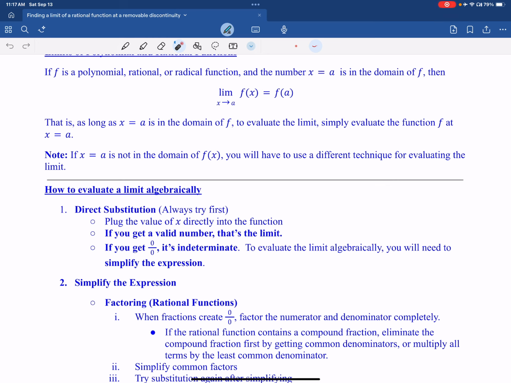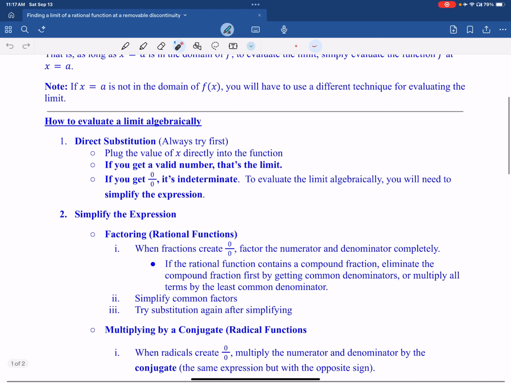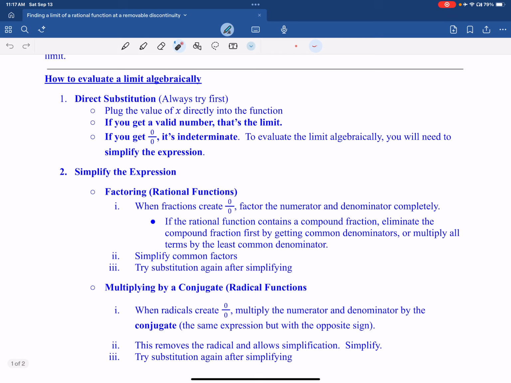So when you get 0 over 0, it's indeterminate. That does not mean the limit does not exist. That just means you have to do something else. In particular, in this example, we're going to be looking at rational functions, functions with fractions in them. When we get 0 over 0, what is the trick? We want to try to factor and simplify.